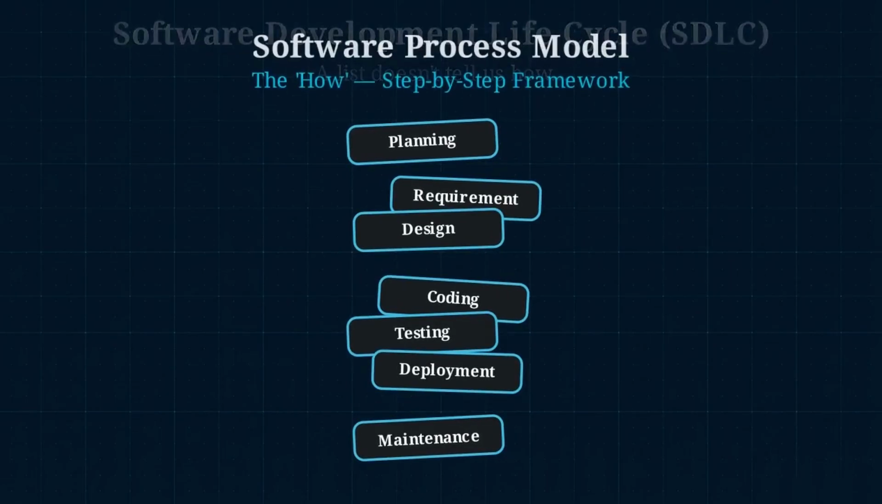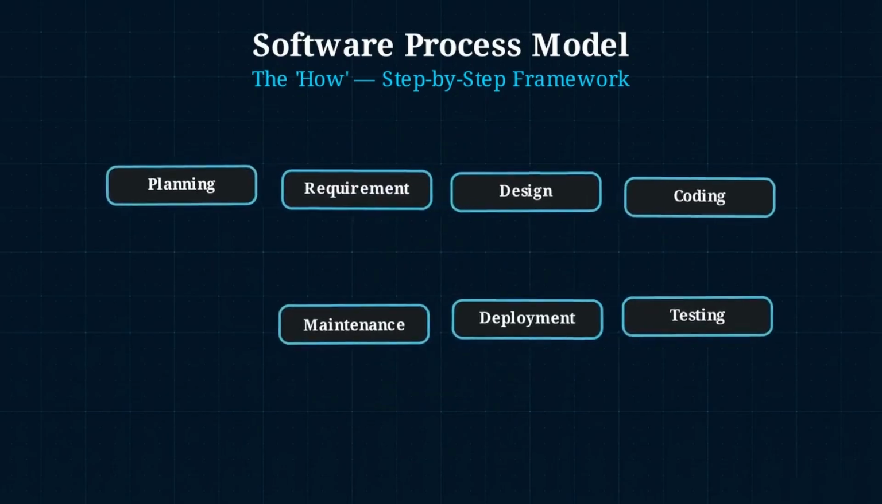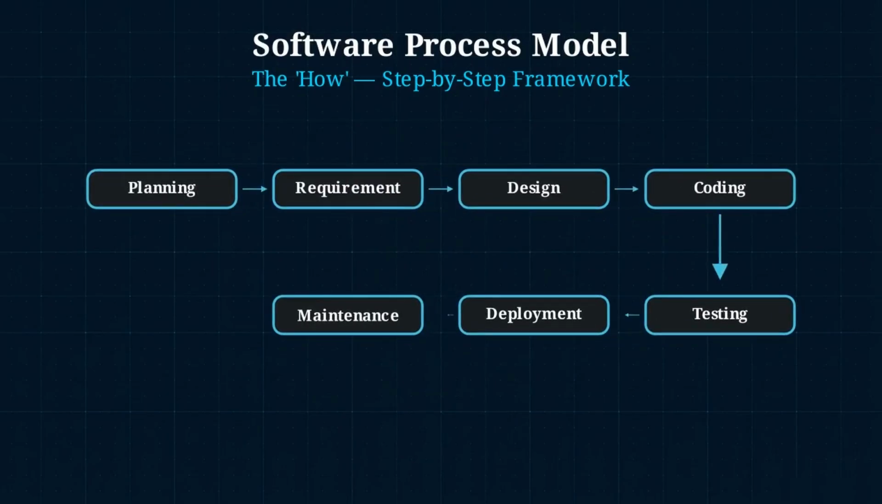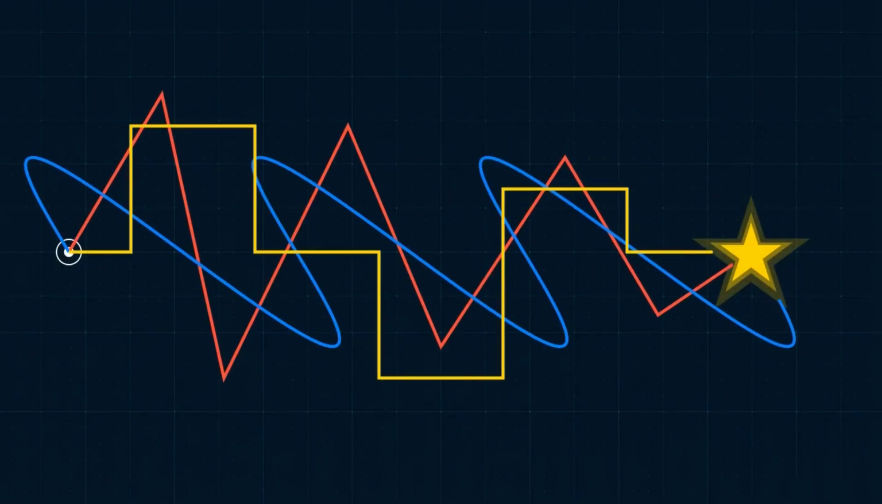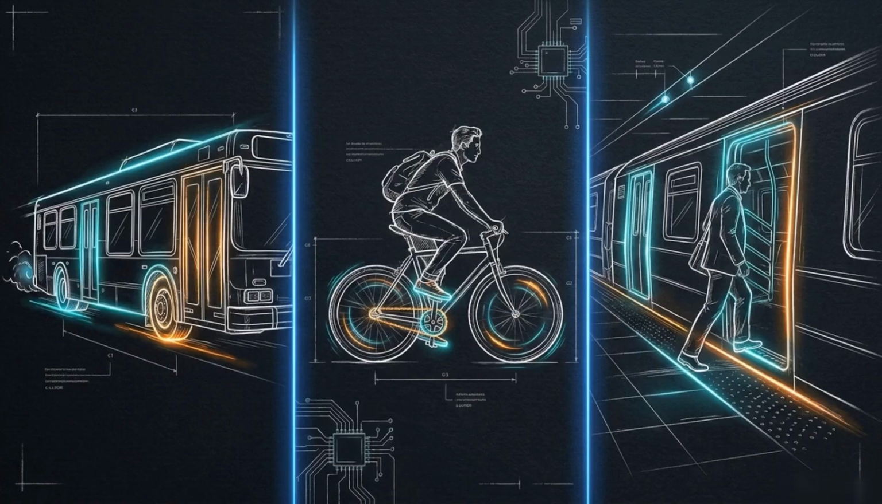But having a list of chores doesn't tell us how to do them. A software process model takes those phases and organizes them into a specific step-by-step framework. Every software project has the exact same final destination: finished working code. The process model you choose is simply the route you take to get there. So how do you pick a route?